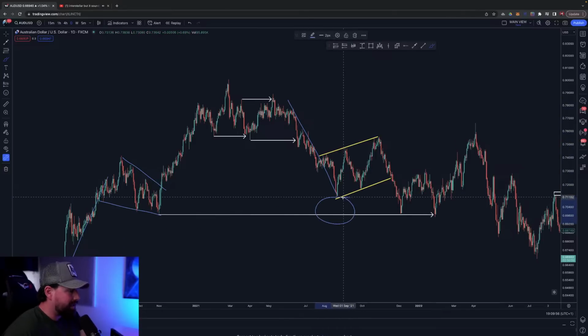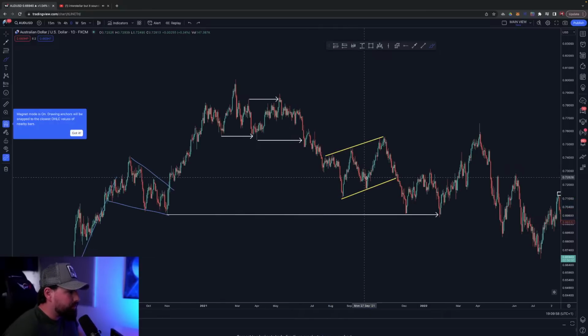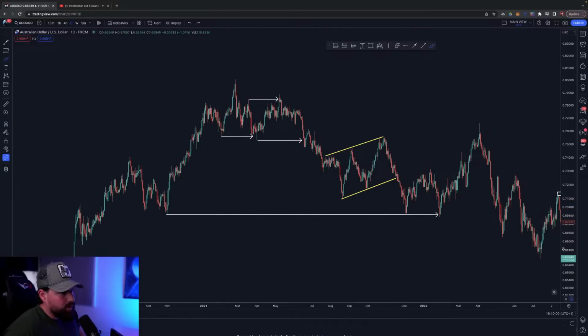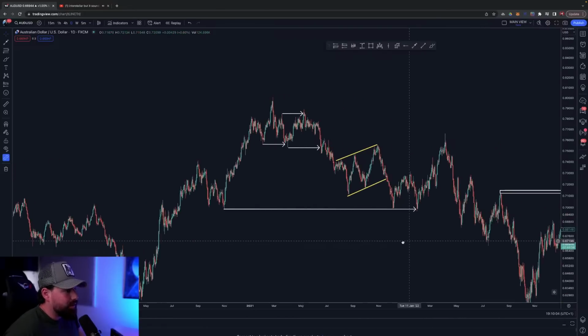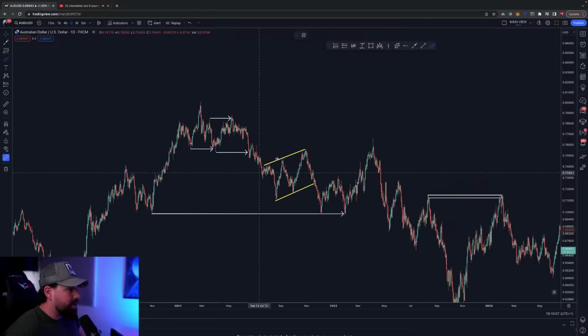Now this clear gap right here will get filled. When this gap gets filled, what do we need to see? We'll probably see a continuation pattern that will cause that to be filled. And what do we see? We get our typical larger 3-touch structure. So we've got our 1, 2, 3.